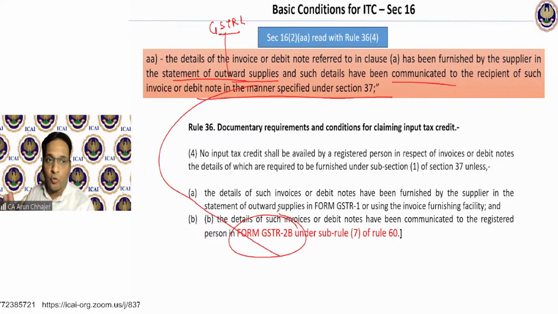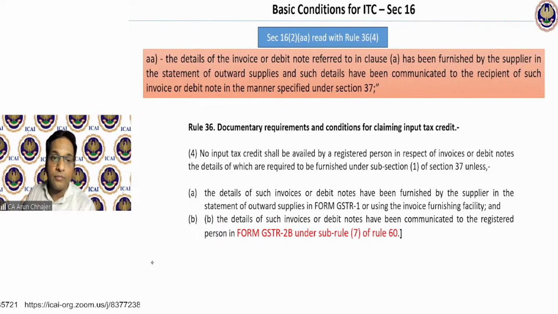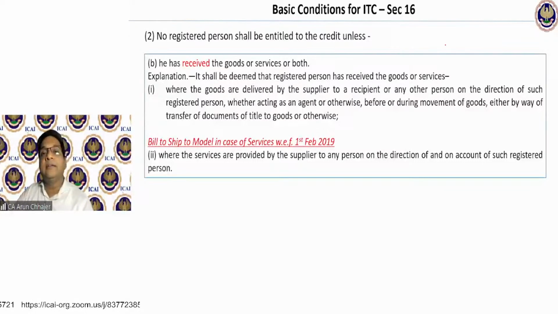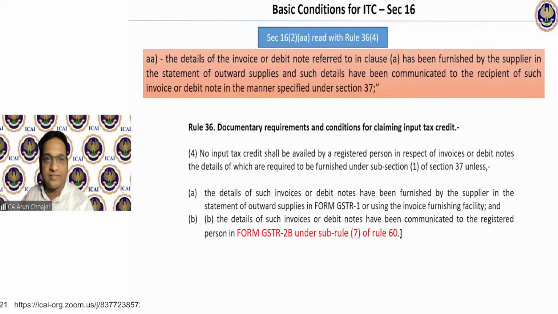Okay, so it means the ITC is not available till the time it is not appearing in my GSTR2B. And he has received the goods or services. Have you heard the word bill to ship to model?